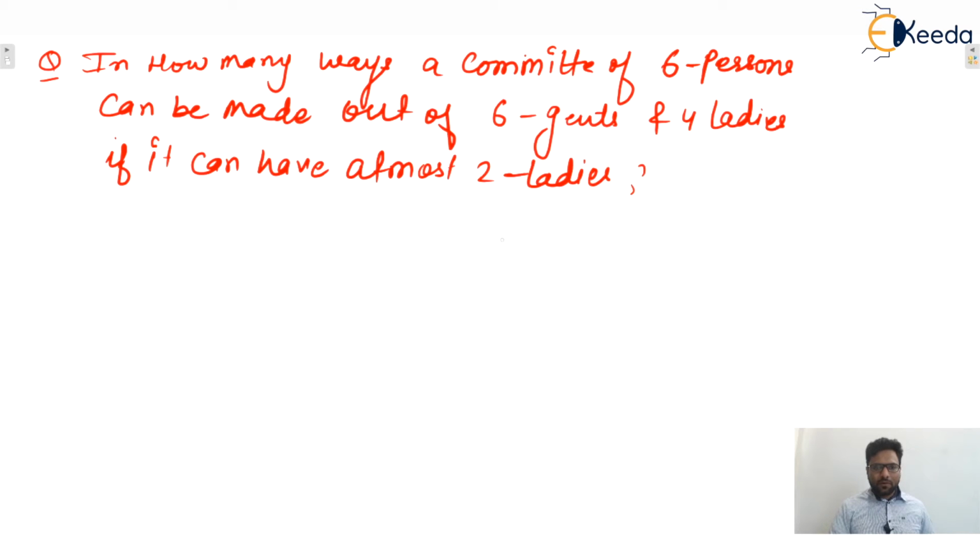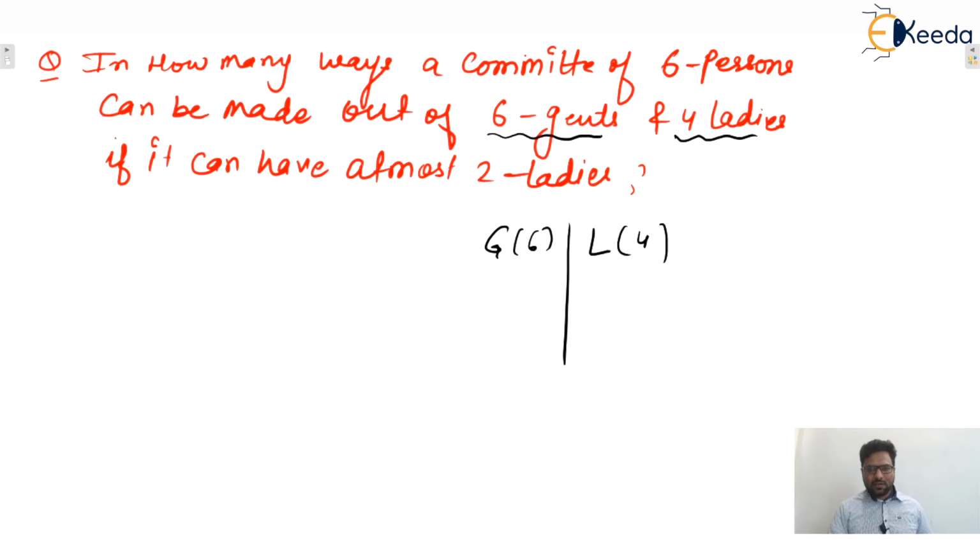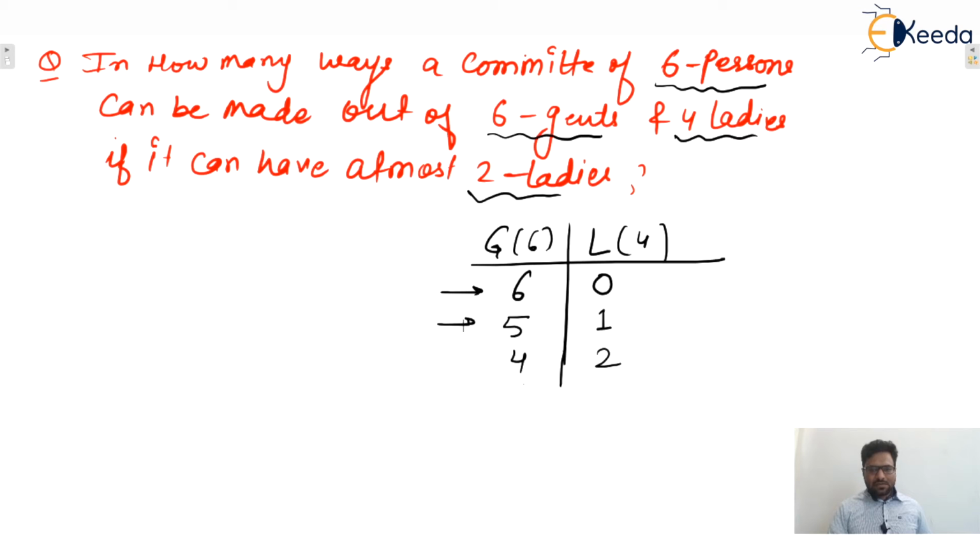So how many males and females are given to you? 6 gents are there and 4 ladies are there. So gents are how many? 6. And ladies are how many? 4. Yes or no? So a committee of 6 persons is there. At most 2 ladies means either 0 ladies, then gents will be 6 only; or 1 lady, then there will be 5 gents; or 2 ladies, then gents will be 4. So 3 cases are possible.